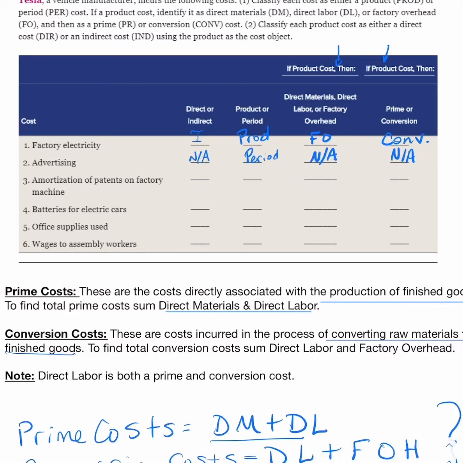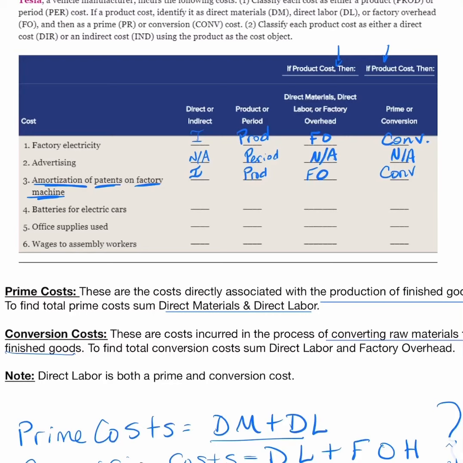So here, amortization of patents on the factory machine. So this is indirect. That is a product cost. Specifically, it is part of factory overhead because it is amortization on a factory machine patent. So if you remember back in 231, we talk about intangible assets, and intangible assets do not get depreciated, they get amortized. So it's the same type of item as depreciation, but it's just for that intangible asset, that patent. And is that a prime cost or a conversion cost? In this case, it is a conversion cost.